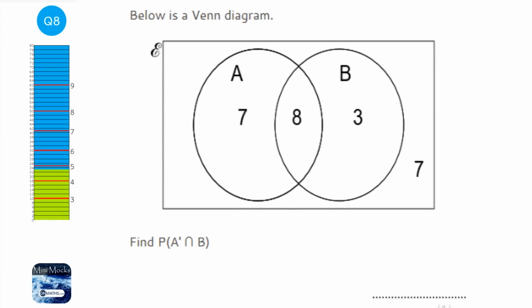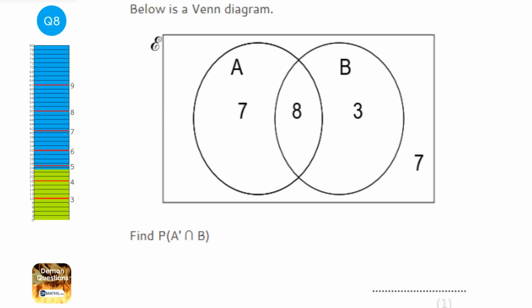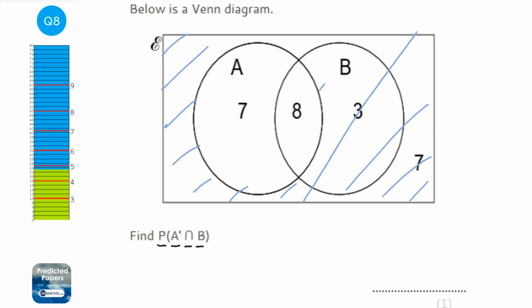Okay, so we're given a Venn diagram and we're asked to find the probability of, which is the P bracket, not A and B. Now, loads of different ways of thinking about this. Not A is anywhere that's not in A. So it's anywhere on here that is not in A, and I'm going to shade that in with blue.